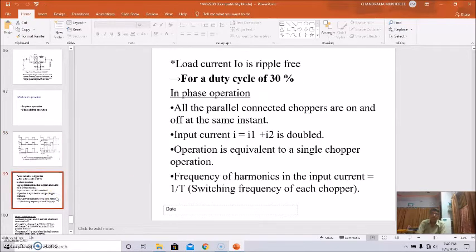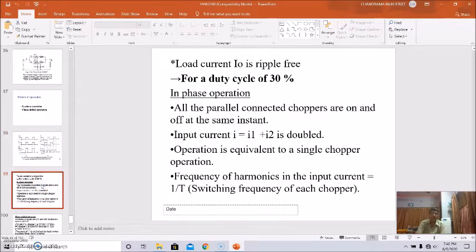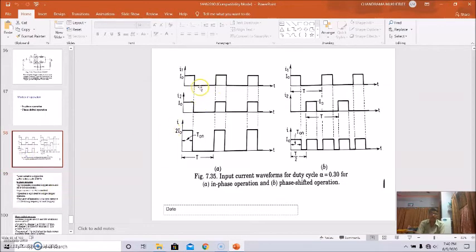This is actually the load current I0, which is ripple free for a duty cycle of 30%. That is shown here. Once again I'm showing you that this is in-phase operation, where all the parallel-connected choppers are on and off at the same instant.